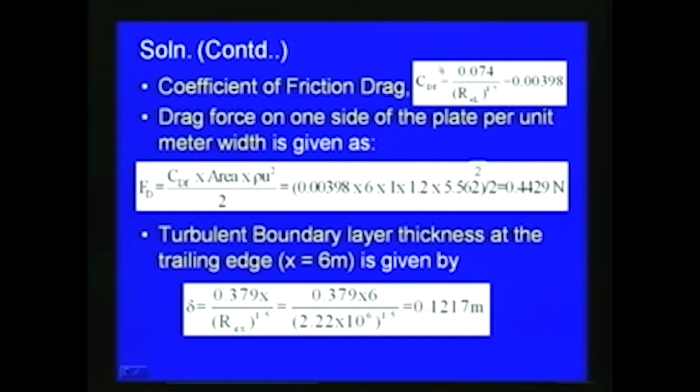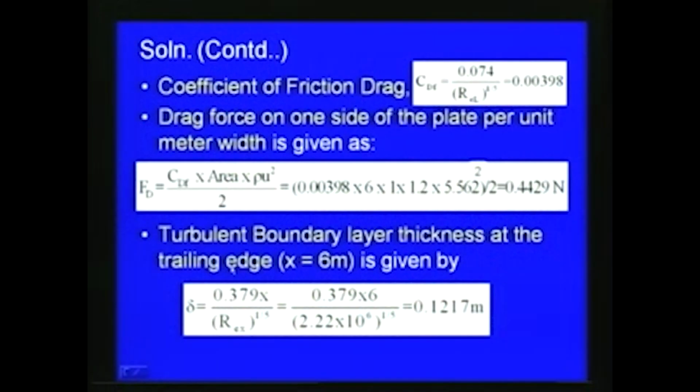If we put this in, we get CDF, the coefficient of friction drag, as 0.00398. The drag force on one side of the plate per unit meter width is given as the coefficient of drag multiplied by area into rho u square by 2. So, CDF we obtained as 0.00398, into 6 into 1, as we consider 1 meter width of the plate, into 1.2 into 5.56 square, rho u square by 2. That is equal to 0.4429 Newton. Thus we get the drag force on one side of the plate per meter width.